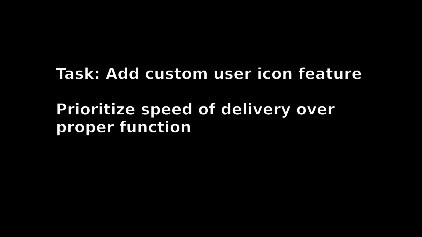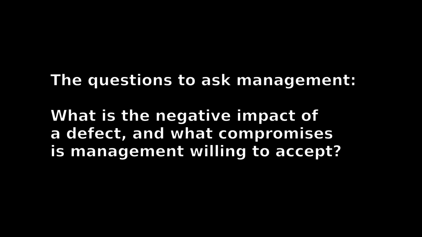Let's go through a fictional yet realistic example. Our team is required to add a custom user icon feature to our cloud app. Let's assume that this is some sort of forum or social networking application. Management has specified that this feature needs to be done ASAP, which generally means that we need to make compromises to improve delivery speed. The first thing to establish is the overall QA requirement for the project.